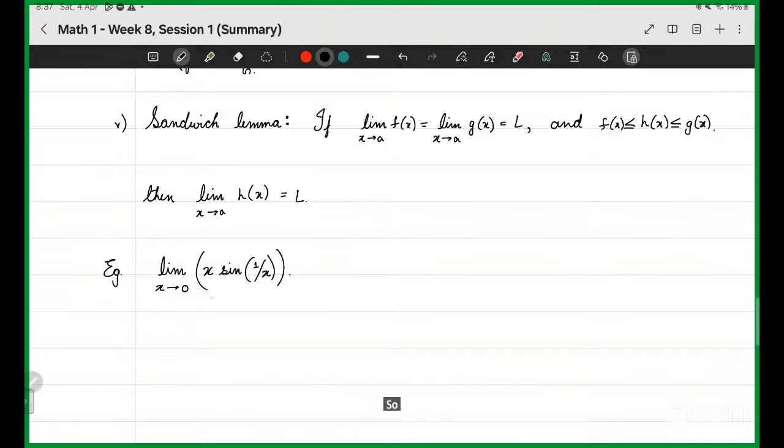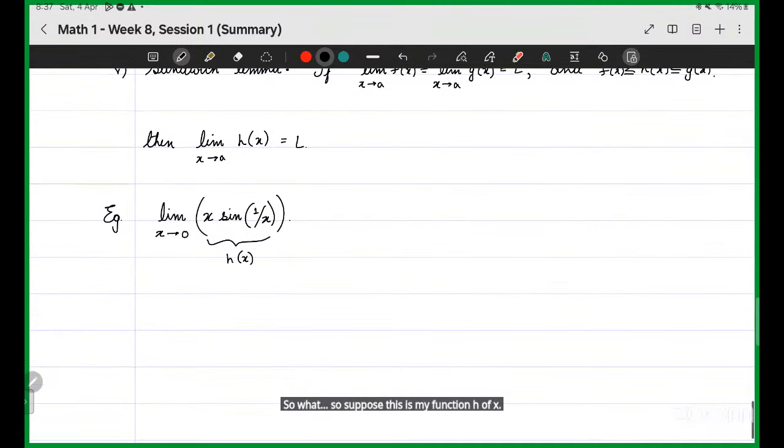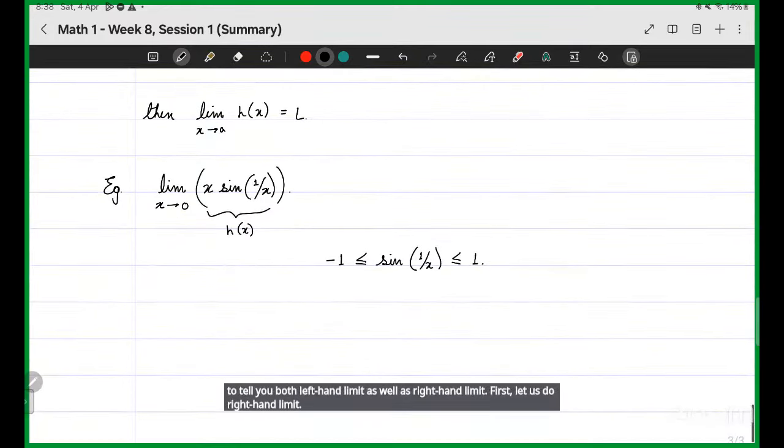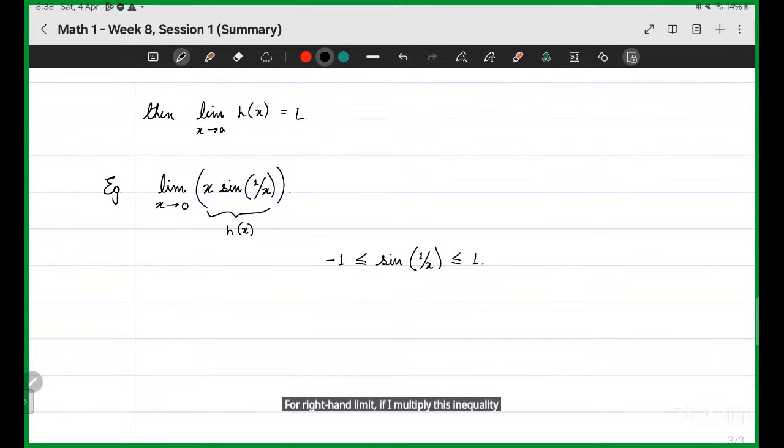So suppose this is my function h of x. What can I write as the two extreme points of h of x? Irrespective of x, sine 1 by x is between -1 and 1. What do we know about this? We can say that it is between -1 and 1. Now for x positive, if I want to say that this limit exists, I have to tell you both the left-hand limit as well as the right-hand limit. First, let us do the right-hand limit. For the right-hand limit, if I multiply this inequality by x throughout, what will I get?